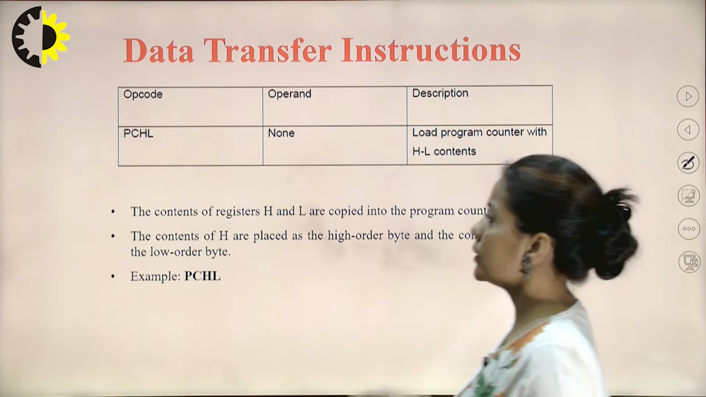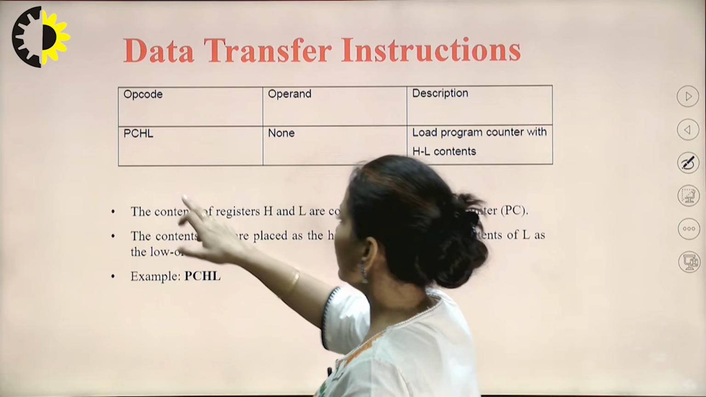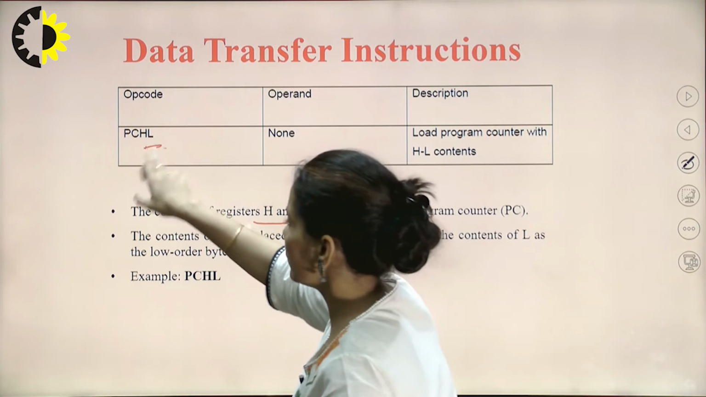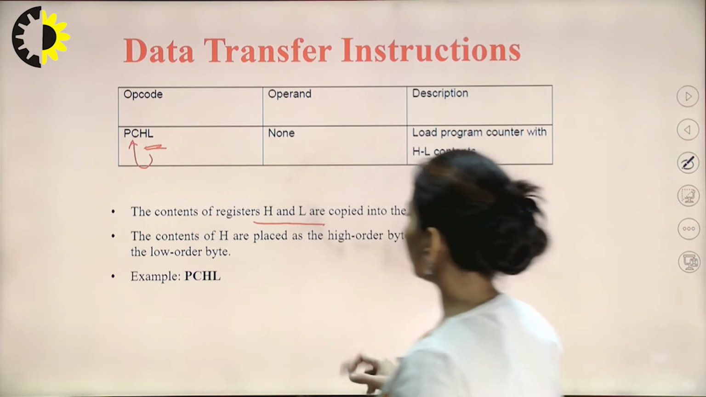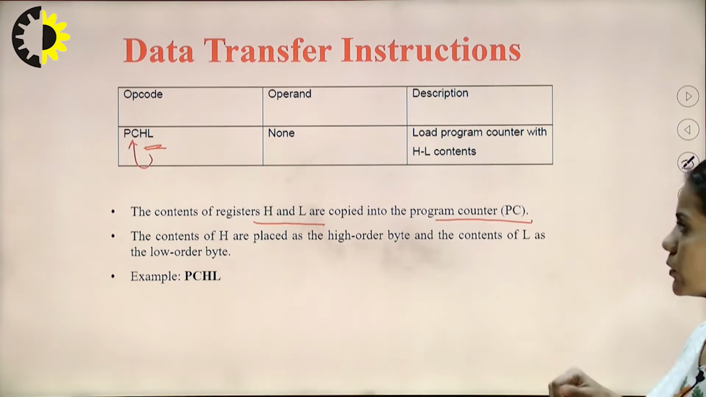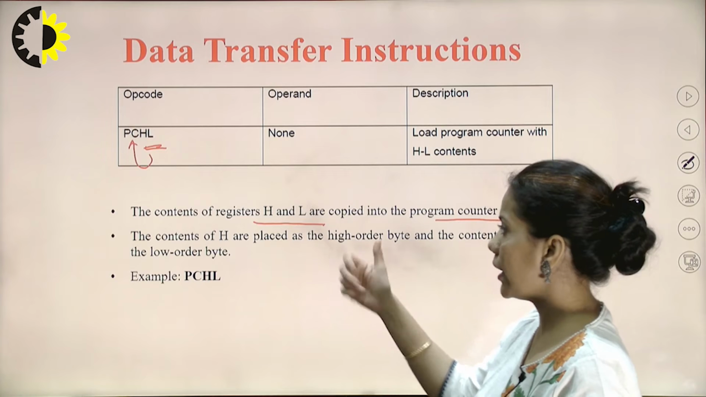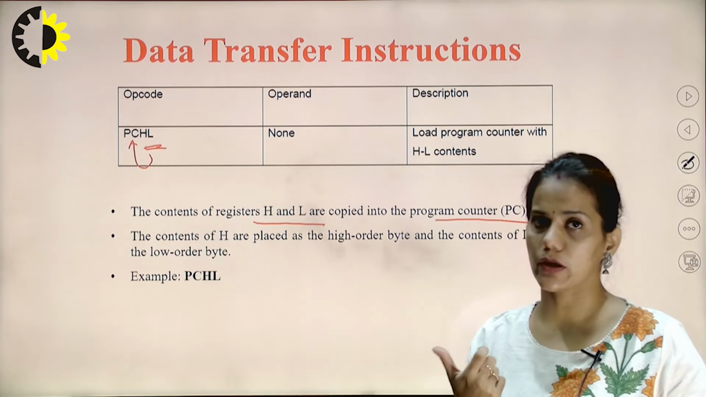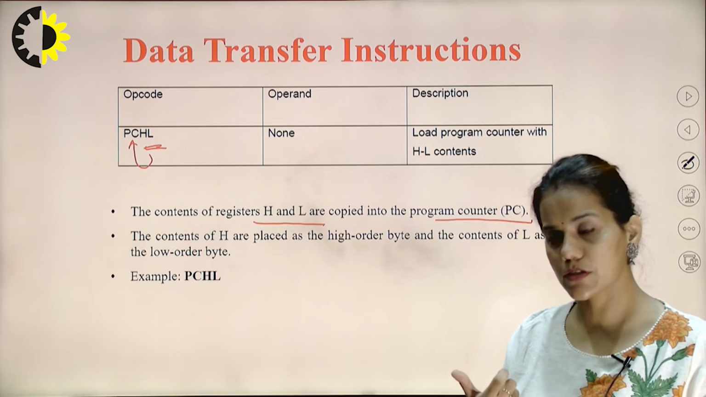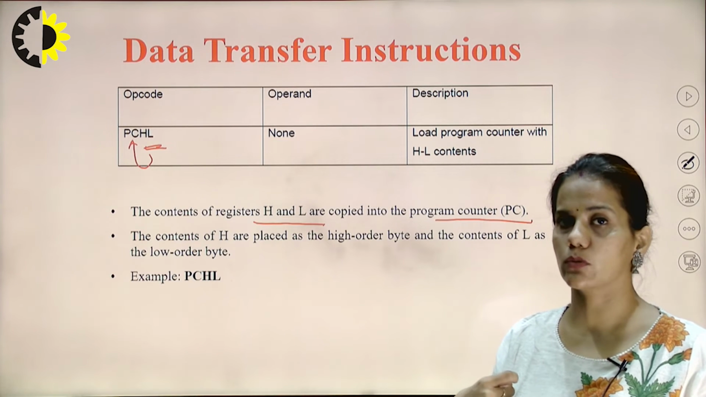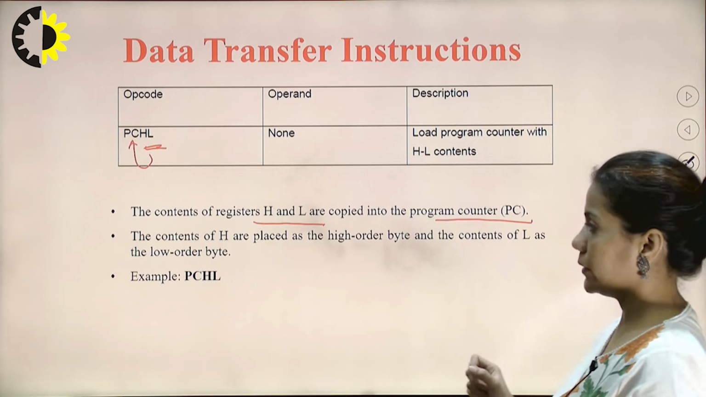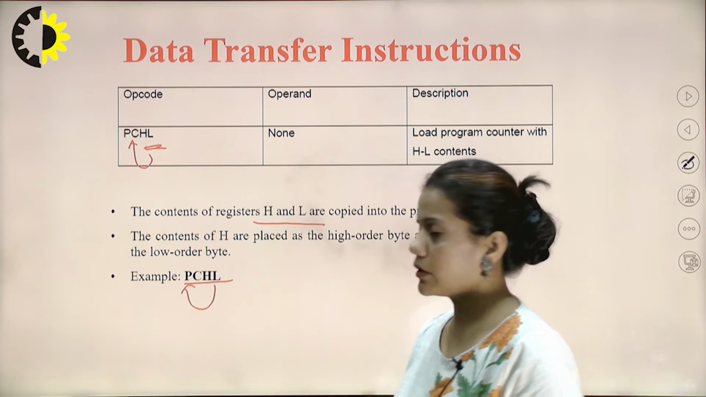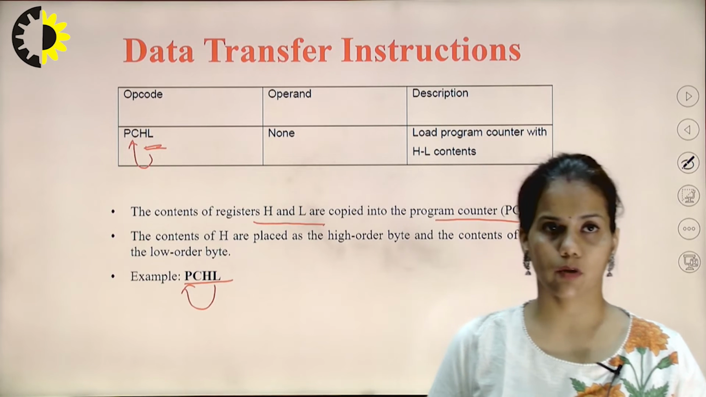PCHL, it will load the contents of HL, that is it will basically copy the contents of HL into the program counter. So the contents of H are placed at the higher order byte, and the contents of L, because it is the lower order register, will be stored at the lower order byte. PCHL, it will copy the contents of the HL register pair into the program counter.